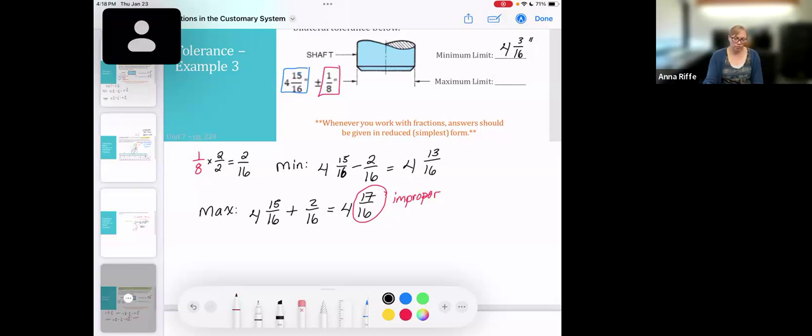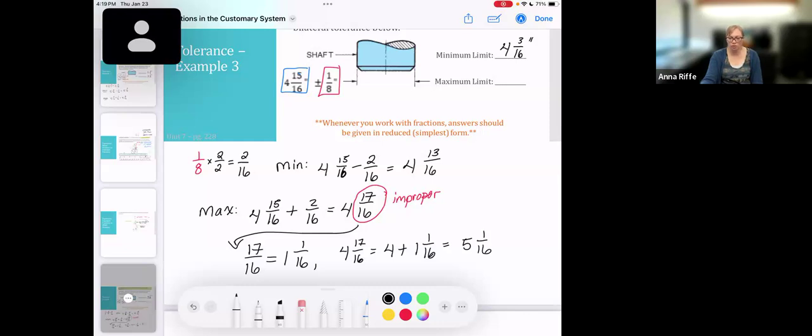So let's change this to a mixed number. 17/16. We can take 17, divide that by 16, and ask how many whole 16s are in 17? Well, there's 1, and then we have 1 left over. So this is 1 1/16. Therefore, 4 17/16 becomes 4 plus 1 1/16, which is indeed 5 1/16. And as I see in the chat, great. So that is the maximum limit of this, 5 1/16 of an inch.